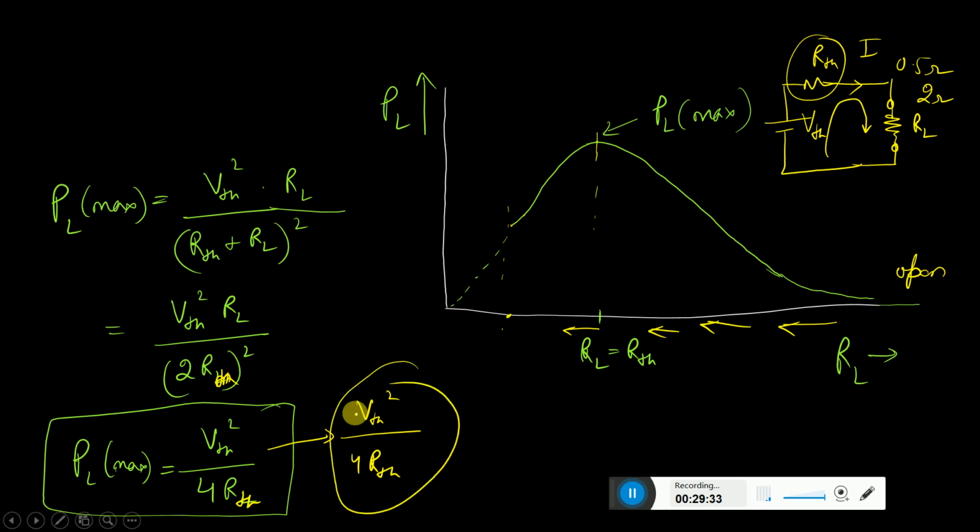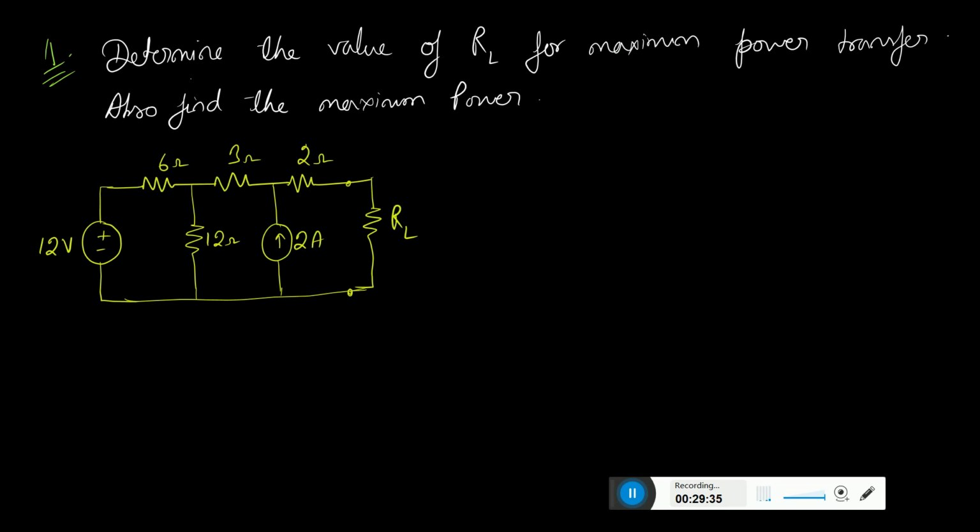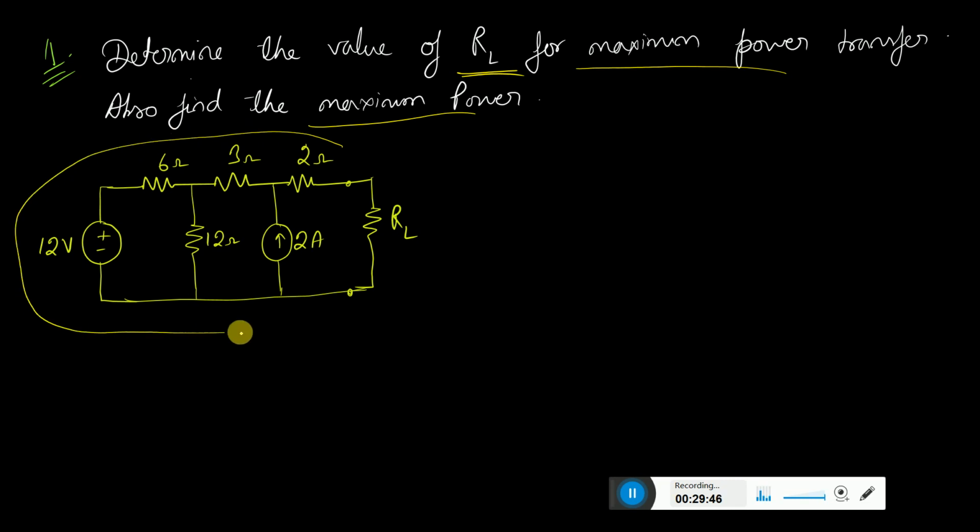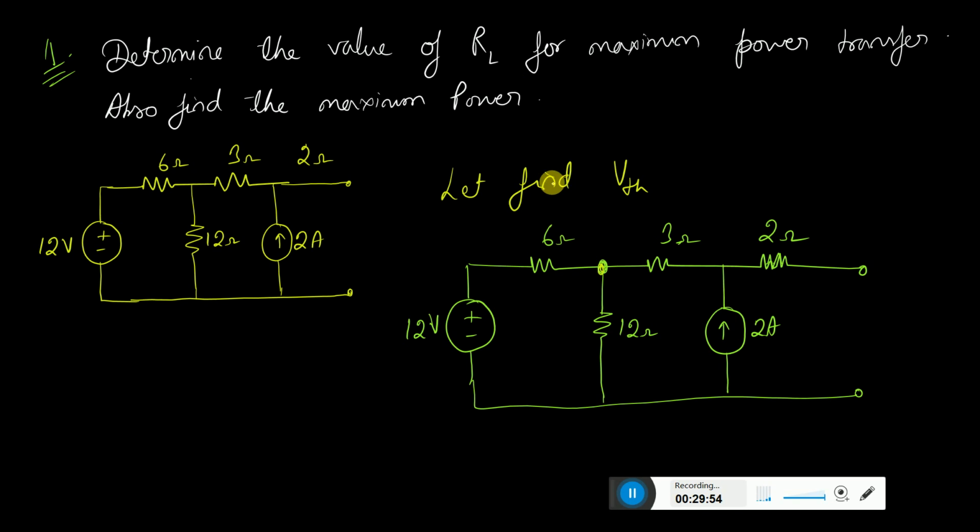transferred. Now let us do some problem out of it. So the question is asked, determine the value of RL for maximum power transfer, and find the maximum power. So we have got this network here in the circuit. RL is a load. So why don't we remove this load and redraw the circuit and try to solve.